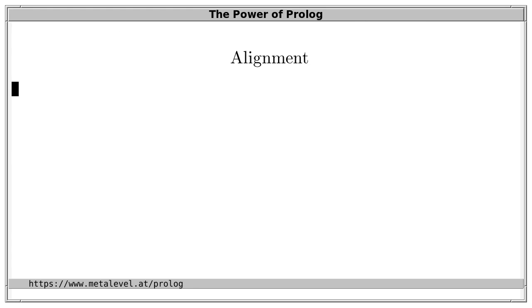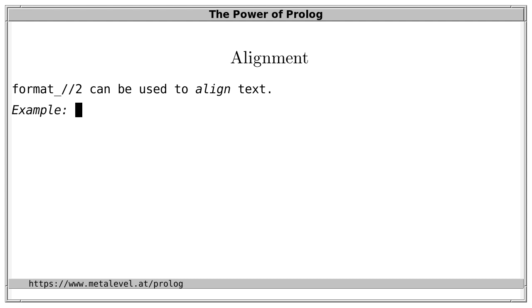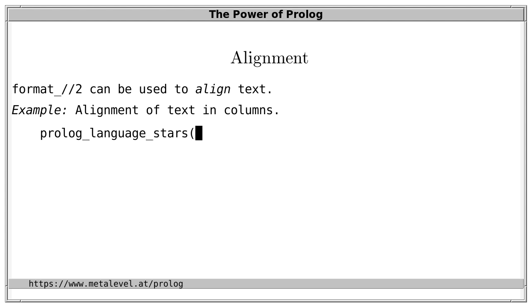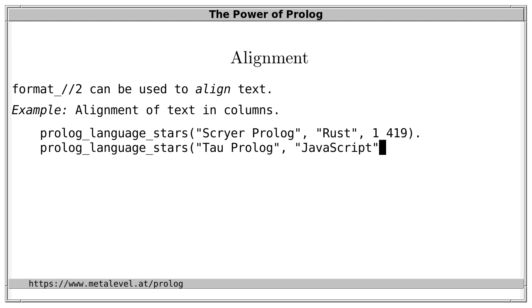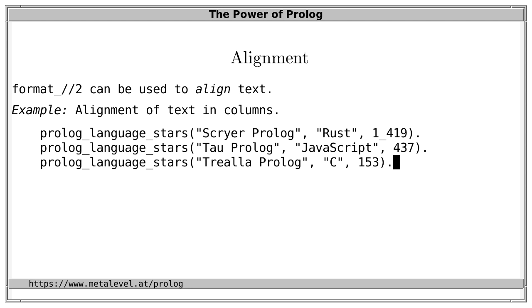However, there's a bit more to format_ because we can use it for alignment, that is to align text, especially to align text in columns. For instance, suppose we have a database that relates a Prolog system to its implementation language and the number of stars on its GitHub repository. For instance, Scryer Prolog is written in Rust and currently has 1,419 stars on GitHub. And Tau Prolog is written in JavaScript and has 437 stars. And analogously for Trealla Prolog. So this is our database.